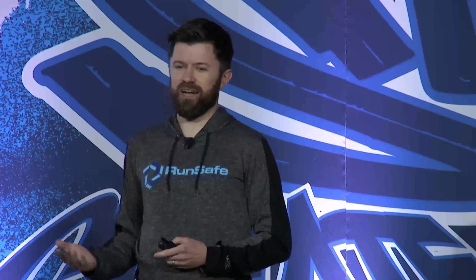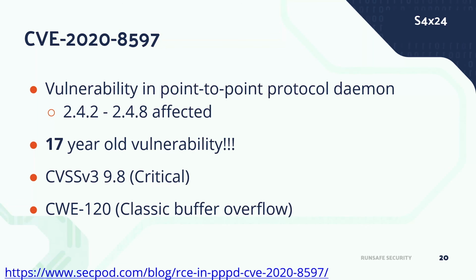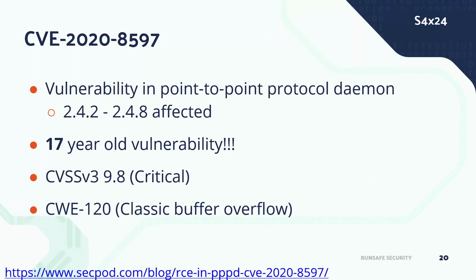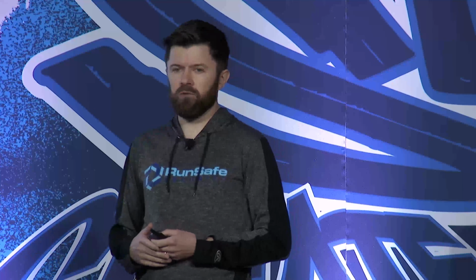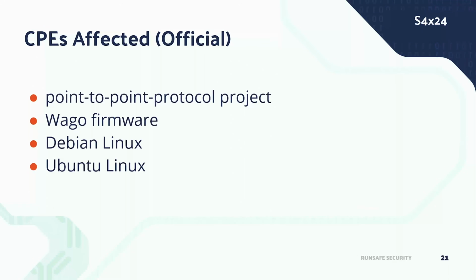So we talked about the average is 2 years, maybe 5 years. This was 17 years. It's a CVSS v3 scored as a 9.8. It's remote, it's pre-authentication, so that's pretty crazy. And it's a classic buffer overflow. So if we go to the database, NVD, and we look up this vulnerability, what devices are vulnerable? Well, it only lists 4 CPEs. The point-to-point protocol project itself, Wago firmware, Debian, and Ubuntu Linux.